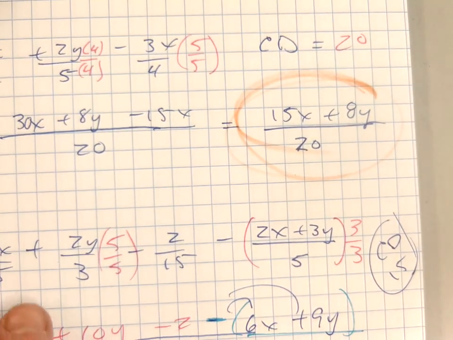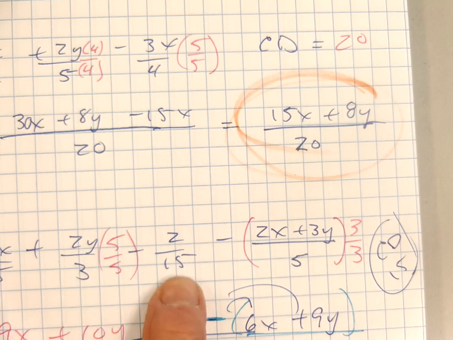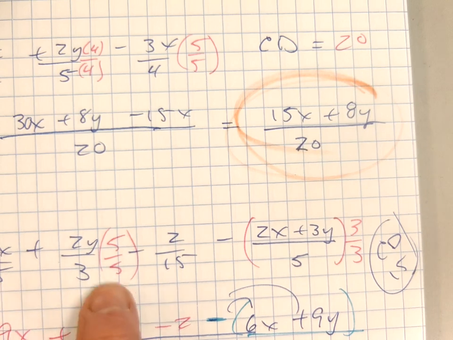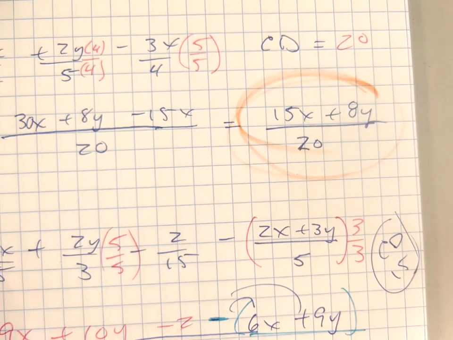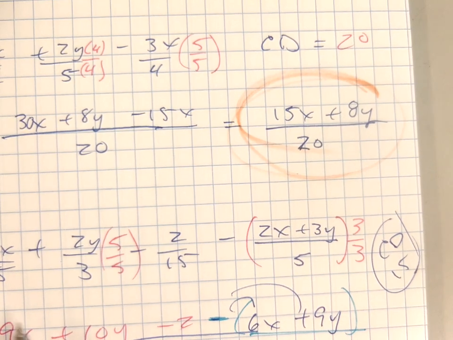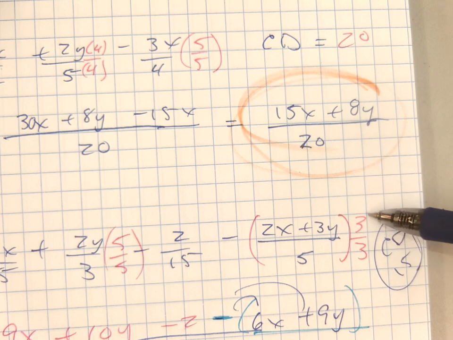Example 3. Again, here's my original problem: 3/5 x plus 2y over 3 minus 2/15 minus this (2x plus 3y) over 5. So what is the common denominator? Well, it's got to be 15, where they all divide into 15. To make this a 15, I multiply by 3 over 3. To make this a 15, 5 over 5. Multiply this by 3 over 3.